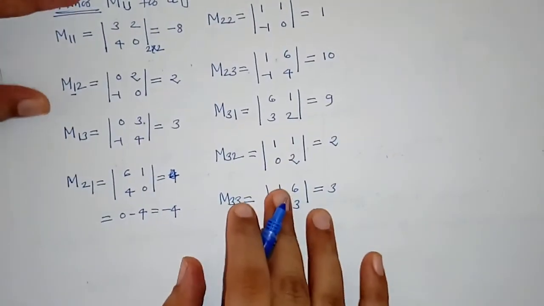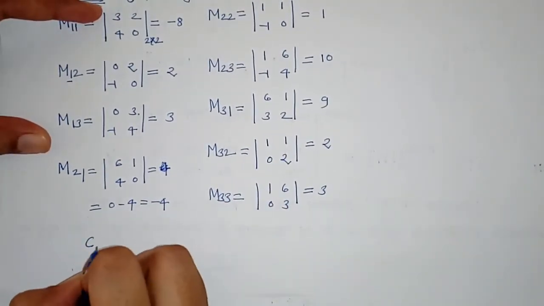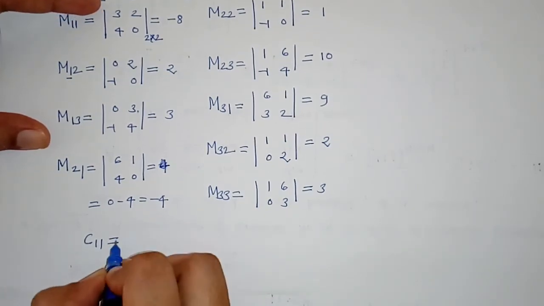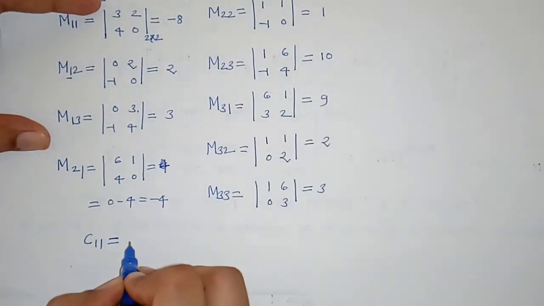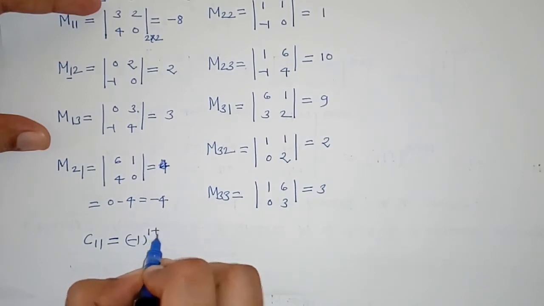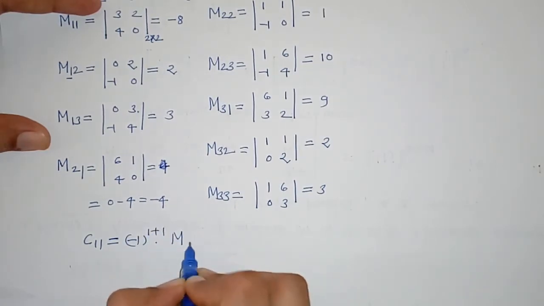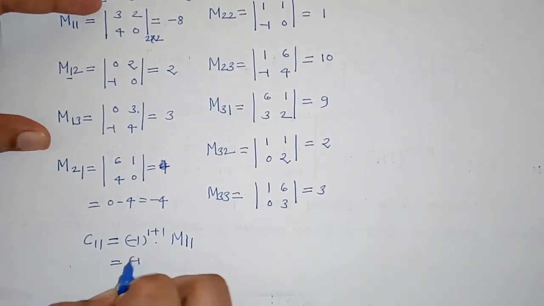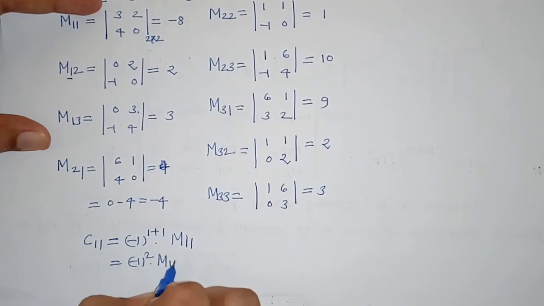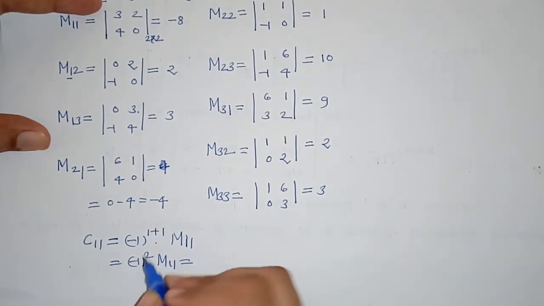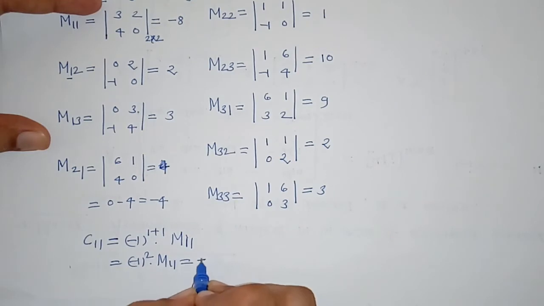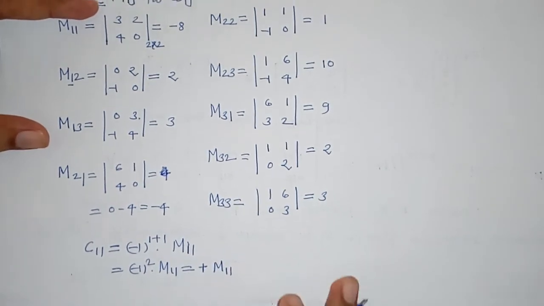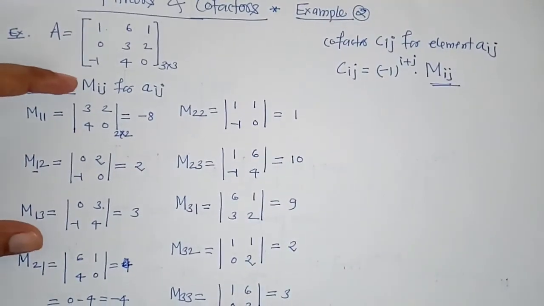Okay, so we will find here first the cofactor for the first element. It will be denoted by C11. How to use this formula here? We have to write minus 1 raised to 1 plus 1, into that minor M11, right? So minus 1 to the power 2, that means plus, into that minor. Plus of that minor.